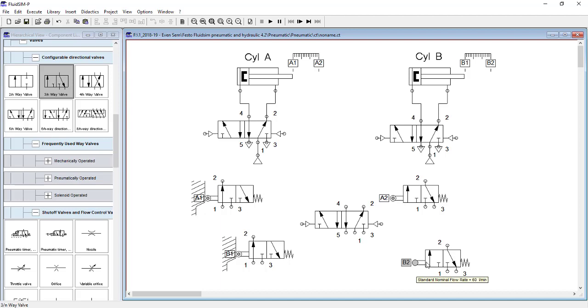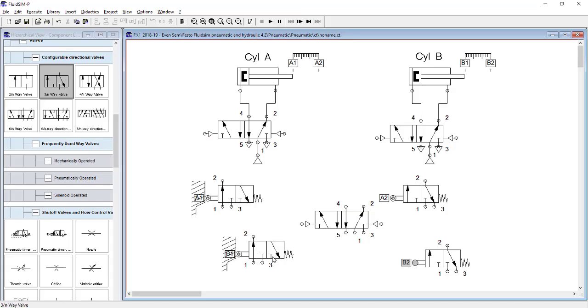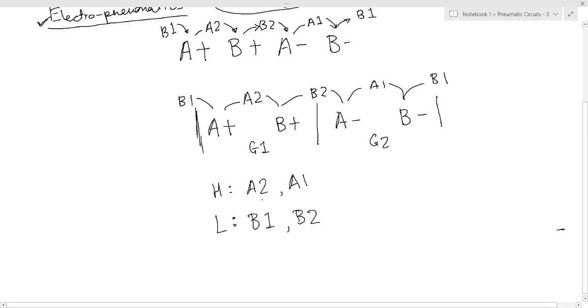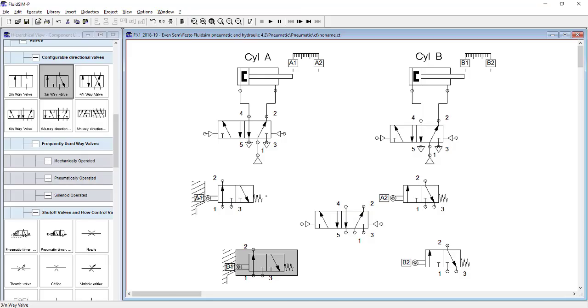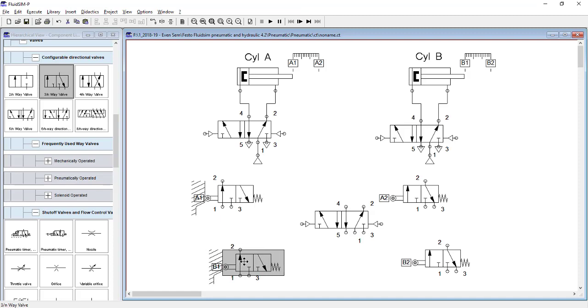These 4 are placed. Now which are higher, which are lower? So over here we know B1 and B2 are the lower ones. So we will keep B1 and B2 below the 5 by 2 direction control valve. And we know that A2 and A1 are the higher ones, so we will keep A2 and A1 above. Now which one comes first? Which lower limit switch comes first? B1 lower limit switch comes first. So we will keep B1 on the left side and the other lower limit switch will be kept on the right side.